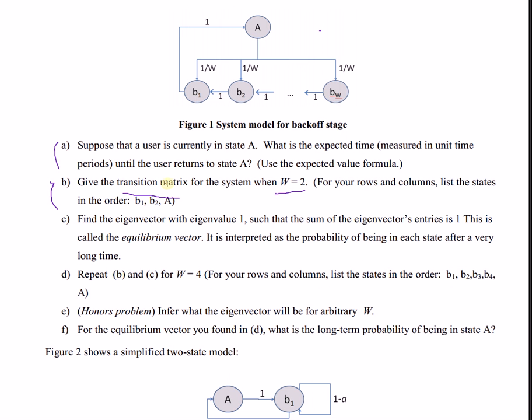All right, now once you have the matrix, you should be able to find the eigenvector. Okay, I'm telling you that there is an eigenvalue 1. That's related to the fact that for every one of these states, the sum of all arrows going out of that state is 1. Like for instance, A here. Here we have 1 over W, 1 over W, all the way up to 1 over W. The sum of all of these exit arrows is 1. So I'm asking you to find the eigenvector with eigenvalue 1 such that the sum of the eigenvector's entries is 1. Remember that any multiple of an eigenvector is an eigenvector.